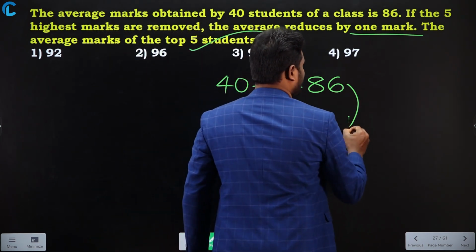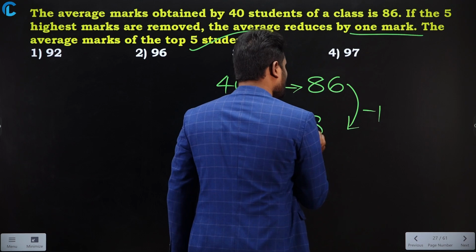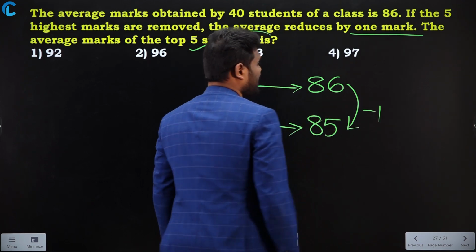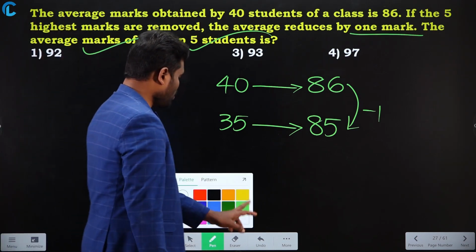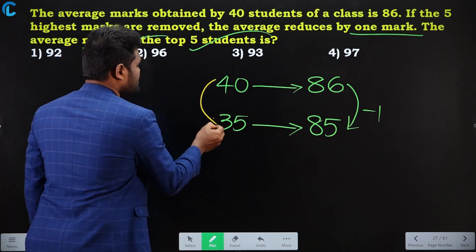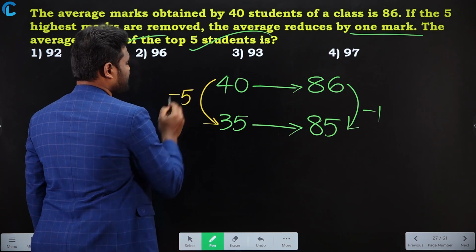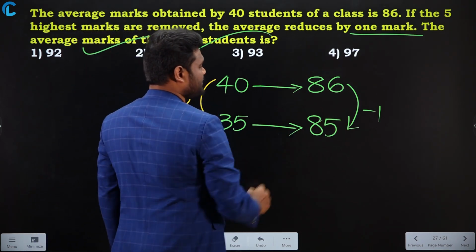So average is going to reduce by 1, which means the new average is going to be 85. Now your question is to find the average marks of top 5. Simple. Go with the same concept. Difference is how much? Difference is -5. Left hand side difference -5, right hand side difference -1.